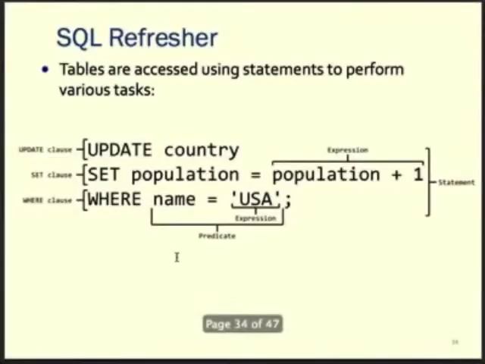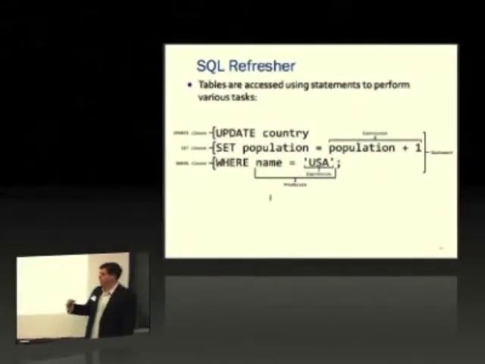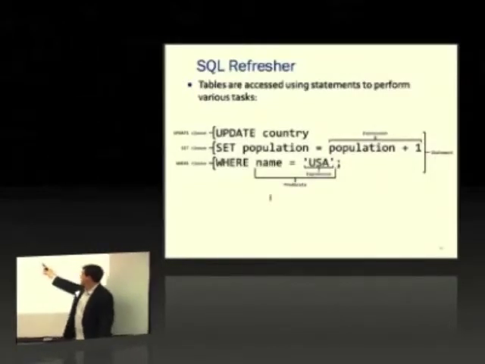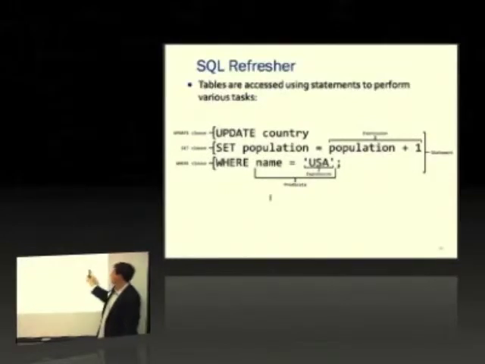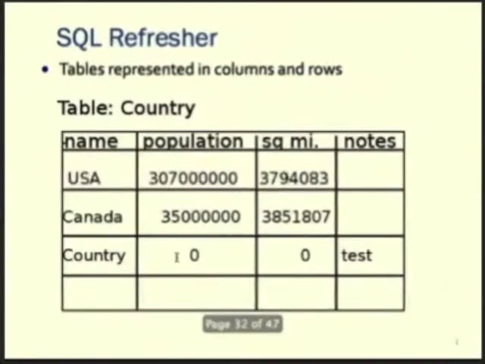So let's take a look at this query as we can break it down. I shamelessly stole this from Wikipedia, but I thought it depicts the statements very cleanly. An example here would be an update clause, right? What this would do is update a row inside of a table. So we're updating country, setting population equal to current population plus one, where name equals USA. So this would very simply, in our previous example, add one to this value.